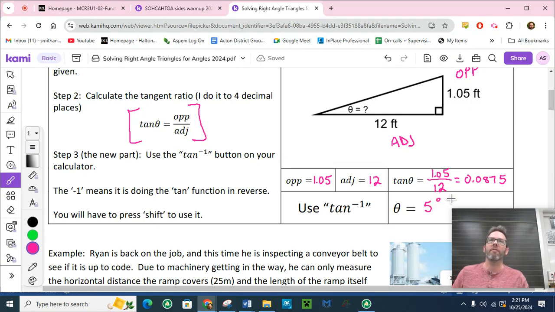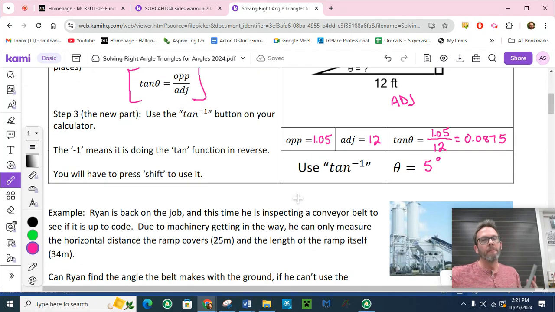You guys get 5 degrees? Nod and smile. If you didn't get 5, I'm going to tour around the room right now and make sure that you got 5 degrees. If you weren't sure, I'll help you figure that out. So get the ratio, get the decimal, and then inverse sine, cosine, tan.